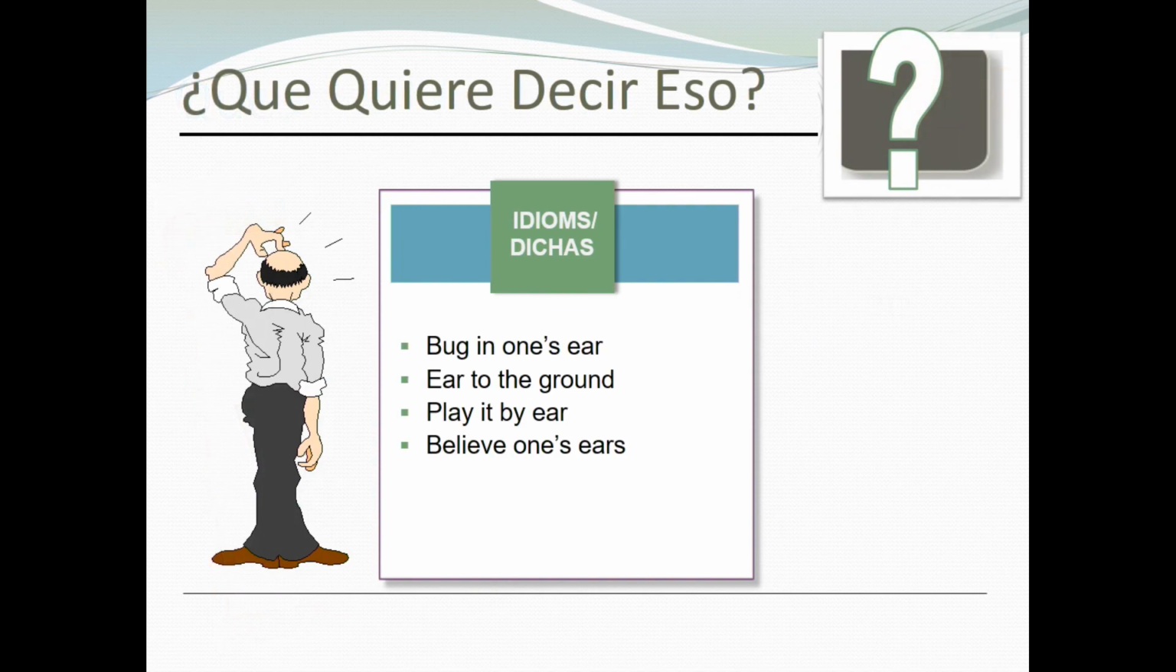So here's some idioms for the auditory system. Do you guys know what bug in one's ear is? Well, we'll have that in class. See if you can tell me what that means. Ear to the ground? That doesn't mean you lay on the ground and stick your ear there. Play it by ear? Or my favorite, believe one's ears. I don't believe my ears. What does that mean?